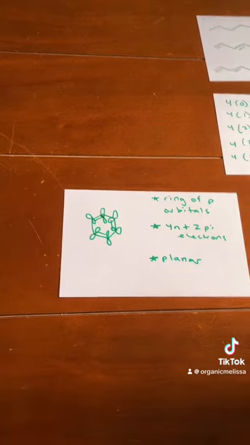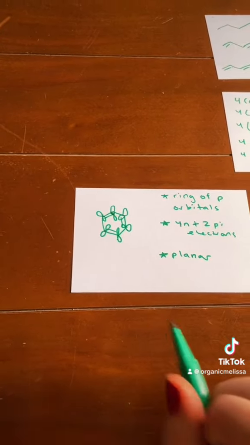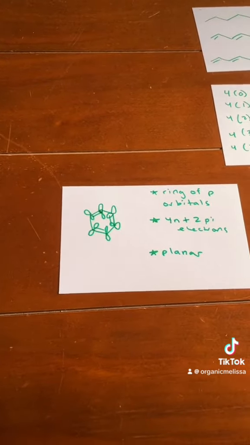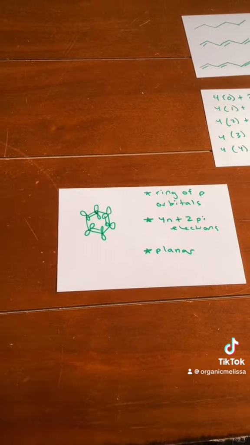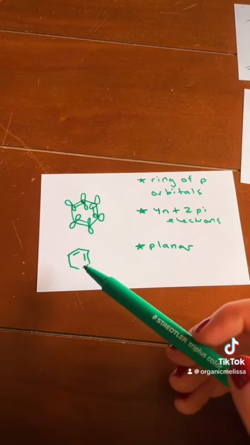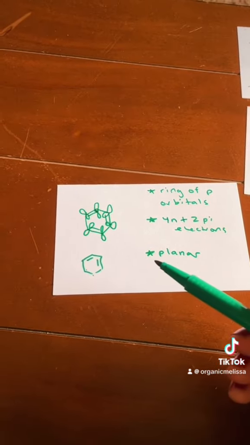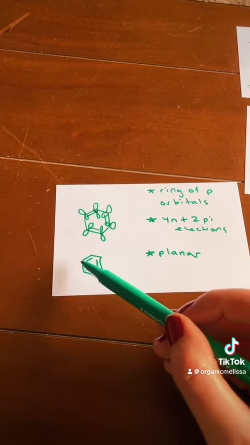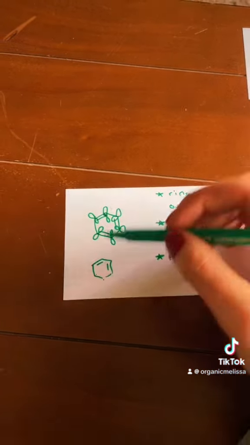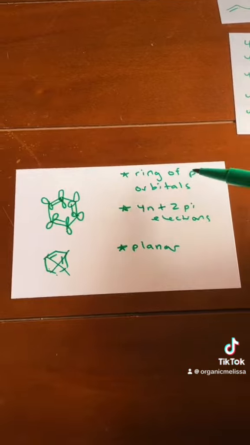p orbitals. Now, if just one of these wasn't sp2 hybridized, if it was sp3 hybridized, it couldn't be aromatic. So I'll give an example of that. See, this ring down here has two carbons that are sp3 hybridized, so they don't have an extra p orbital, so this cannot be aromatic because of that. So that's what I mean when I say a ring of p orbitals.